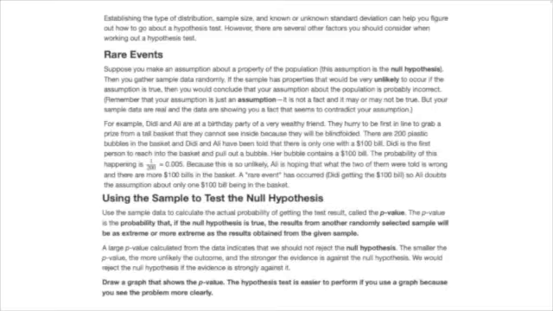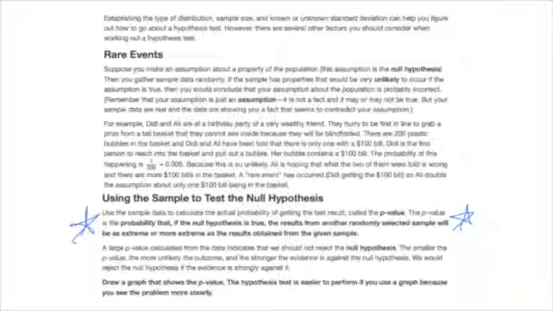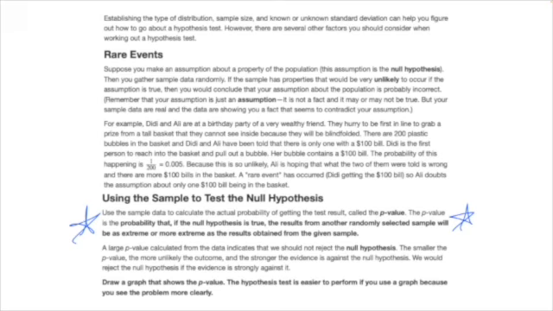When we use the sample data to calculate the actual probability of getting a test result, that's called the p-value. The p-value is the probability that if the null hypothesis is true, the results from another randomly selected sample will be as extreme or more extreme as the results obtained from the given sample. A large p-value indicates that we should not reject the null hypothesis. The smaller the p-value, the more unlikely the outcome, and the stronger the evidence to reject the null.